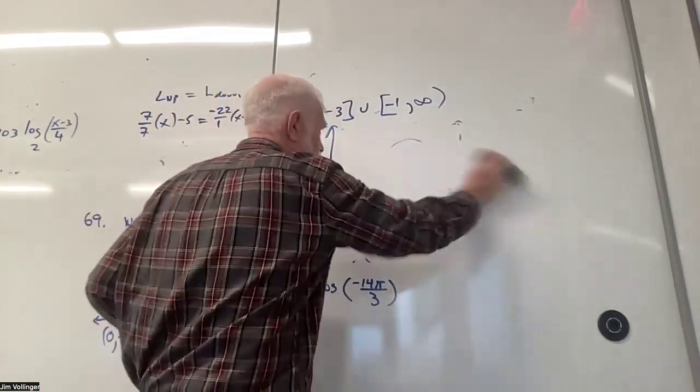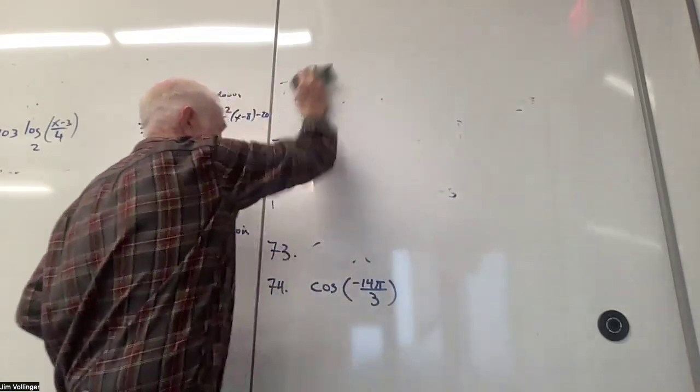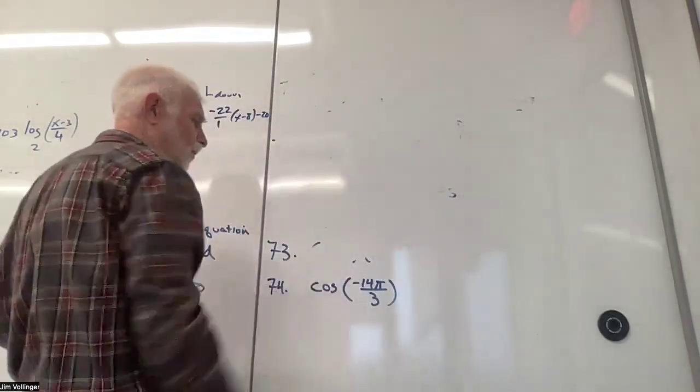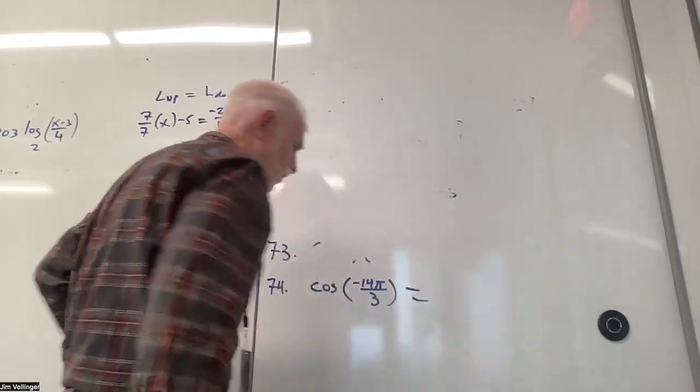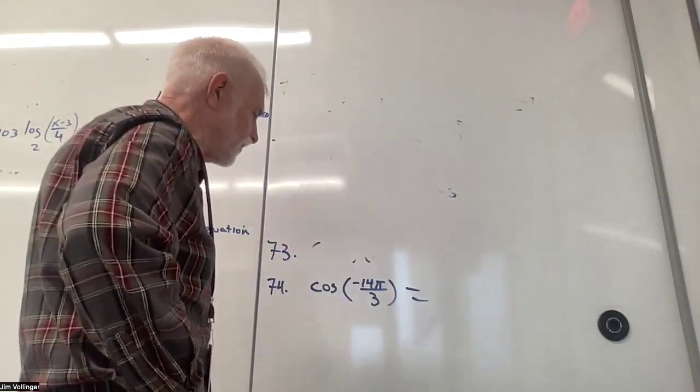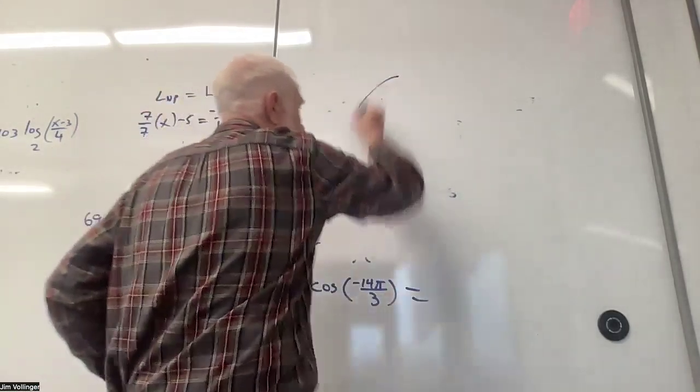Pause the video, each problem. I'm just going to keep going. -14 pi over 3. Let's do that quickly in my head and see if I get a right answer. I'm thinking -1/2, but let's find out.